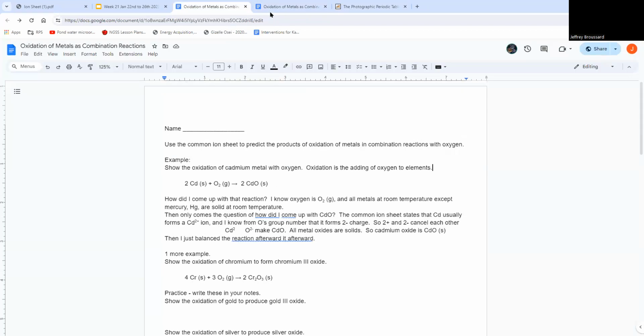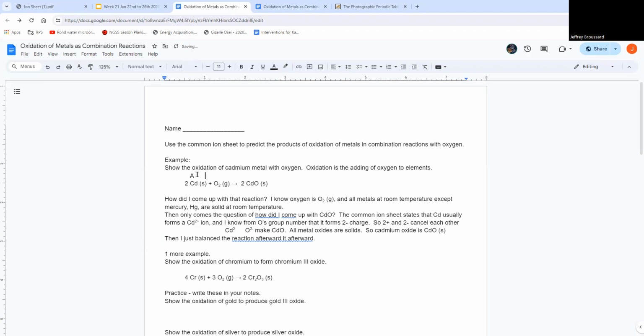And here, this first practice problem, or first example, says show the oxidation of cadmium metal with oxygen. So cadmium metal, we're going to call that a solid metal. That's what the S stands for. And that's going to have oxygen combining with it in a combination reaction. So this takes the form of A plus X makes AX. I guess I can go ahead and write that above here.